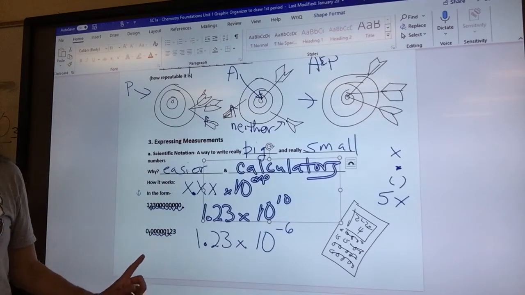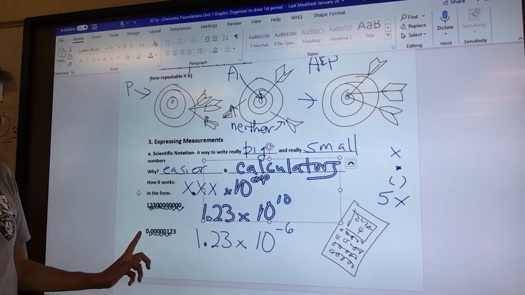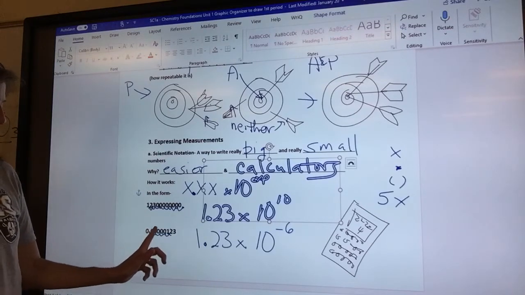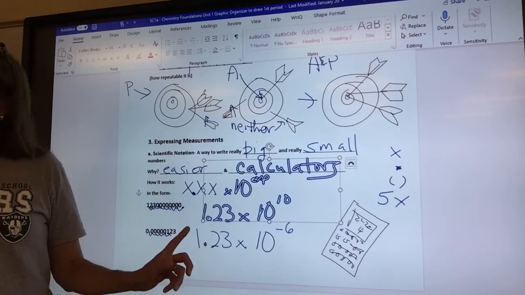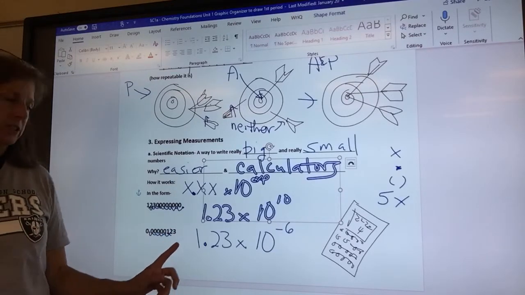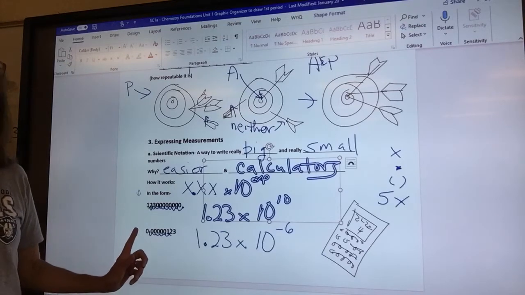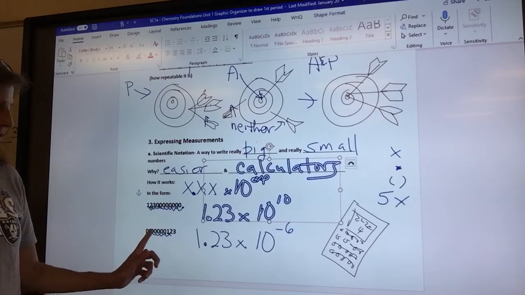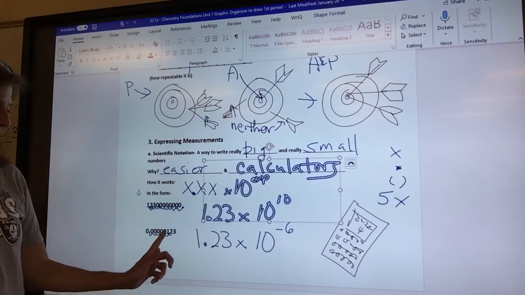This is a very small number. So the number is 0.0000123. The decimal point has to jump to its proper place behind the first non-zero number. So let's count how many places it is. 1, 2, 3, 4, 5, 6.